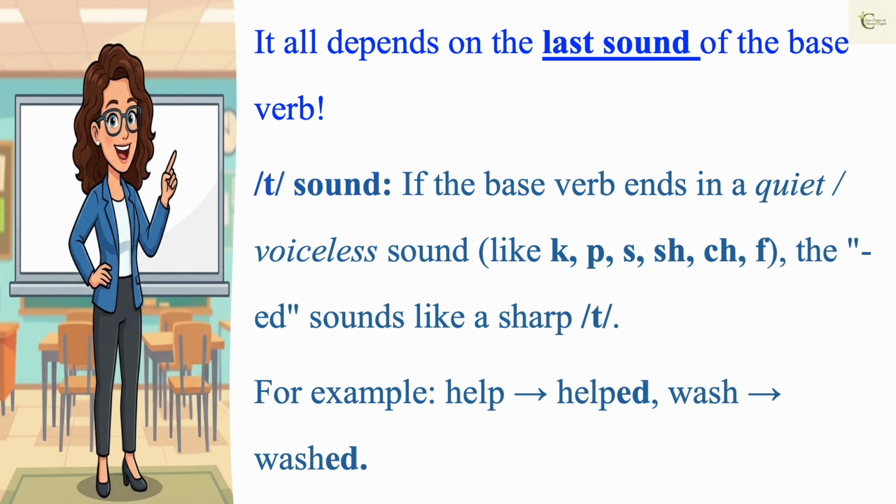T sound. If the base verb ends in a quiet or voiceless sound like k, p, s, sh, ch, f, the -ed sounds like a sharp t. For example, help, helped, wash, washed.